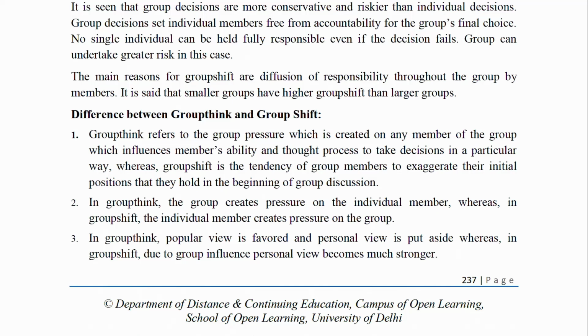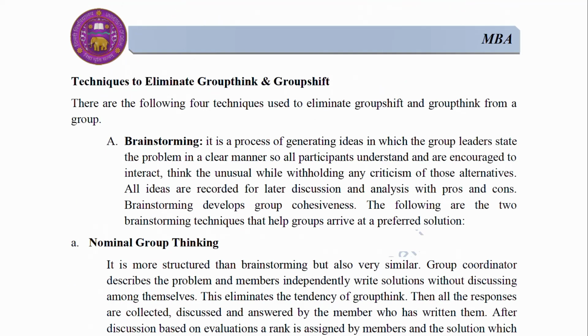Third, in groupthink, popular view is favored and personal view is put aside, whereas in group shift, due to group influence, personal view becomes much stronger. Techniques to eliminate groupthink and group shift. There are the following 4 techniques used to eliminate group shift and groupthink from the group.